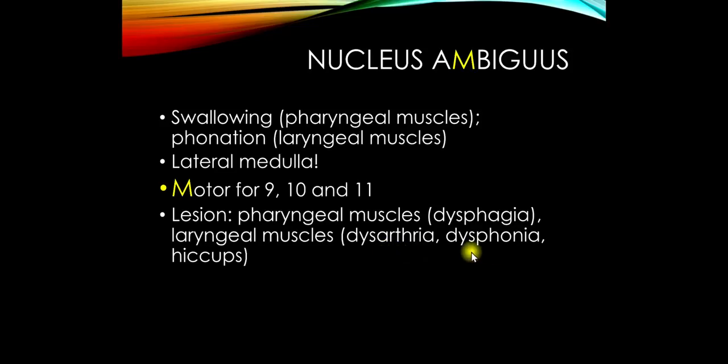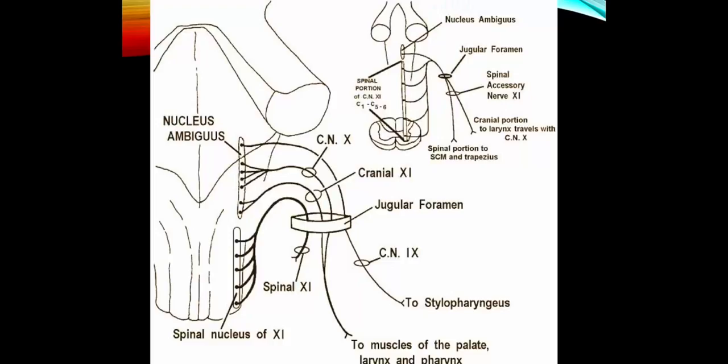Frequently, dysphonia, which is kind of a soft, hoarse voice, and hiccups are a classic feature of a lesion of the lateral medulla. Okay, and I'm going to go over lateral medullary syndrome in detail here at the end of the lecture. All right, so here we have the nucleus ambiguus, and we are emphasizing here its function in terms of output via cranial nerves 9 and 10 to the phonation and the larynx.